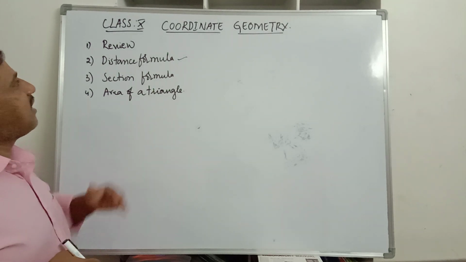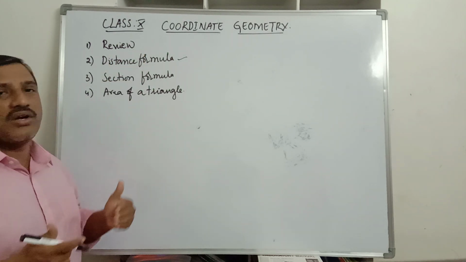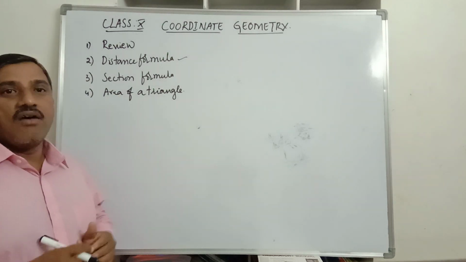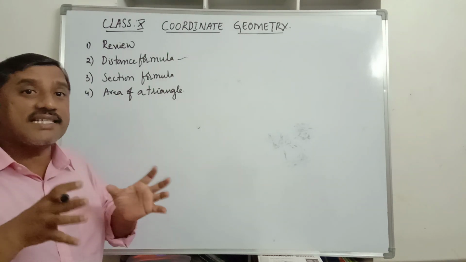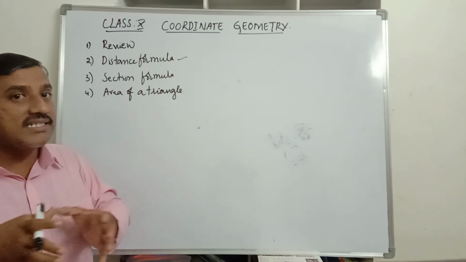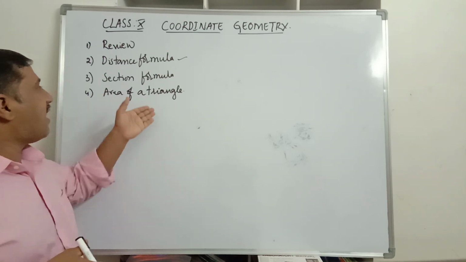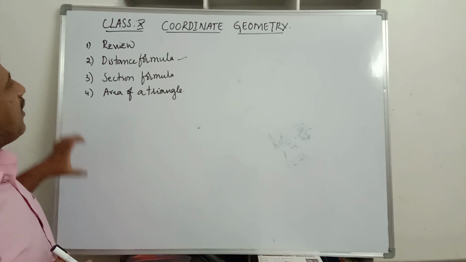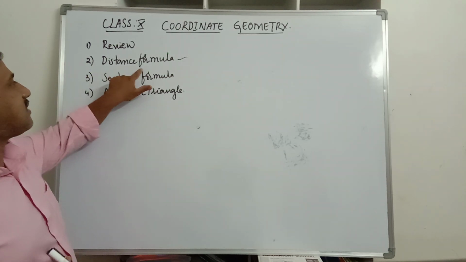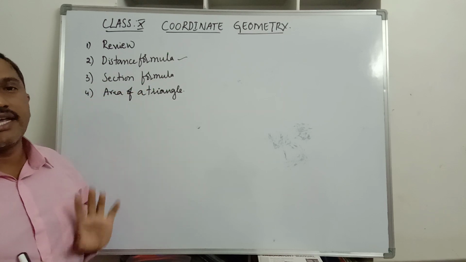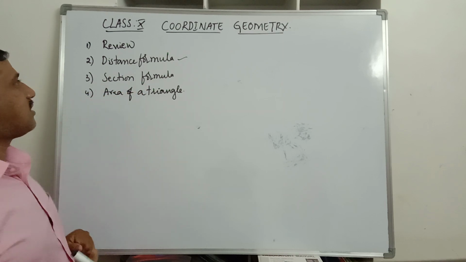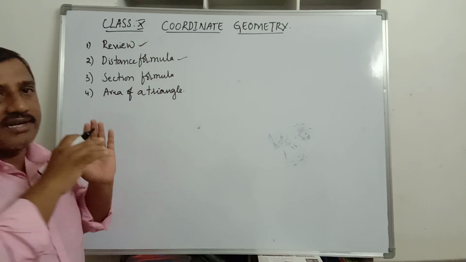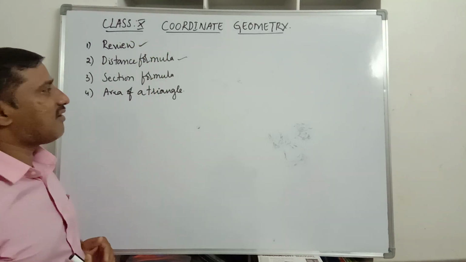Now in class 10 in coordinate geometry we will derive one more formula for the area of a triangle, when we know the three vertices of a triangle. So in this chapter we are going to study the distance formula, the section formula, and the area of a triangle. First I will start with a review of what we studied in class 9.